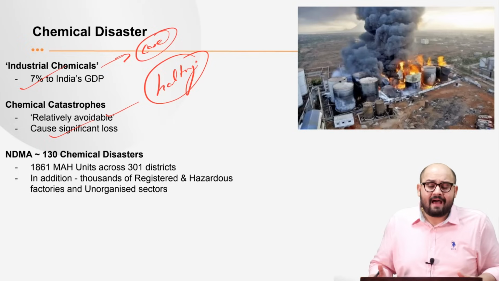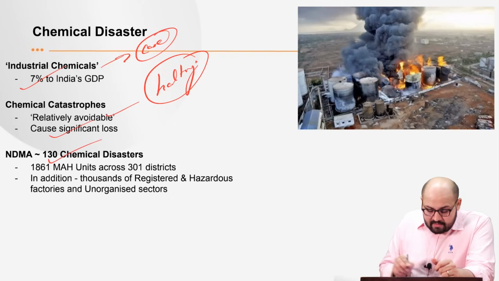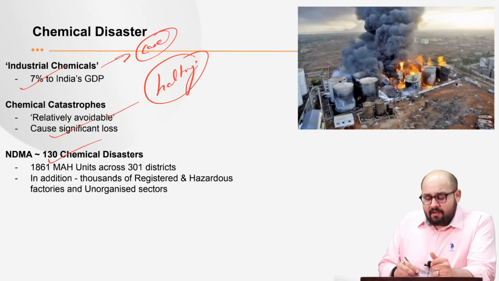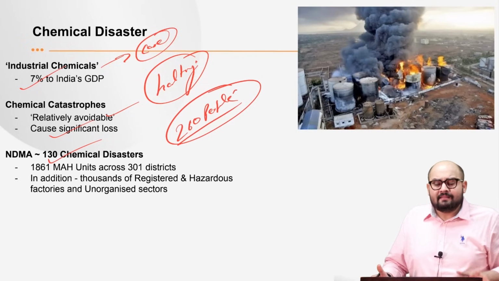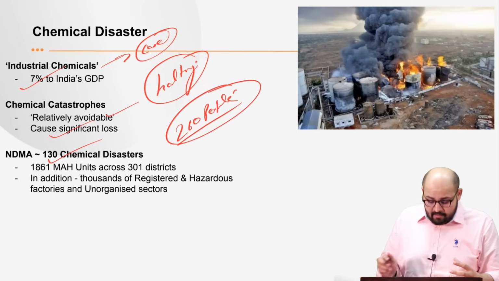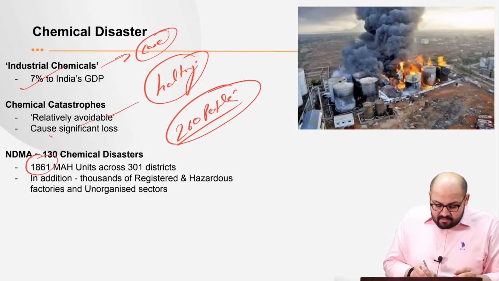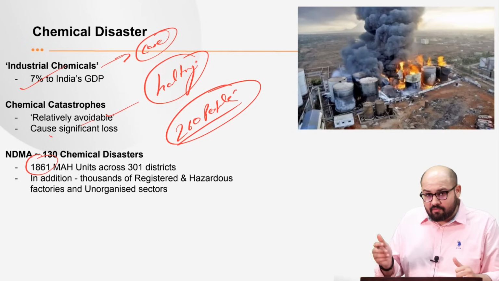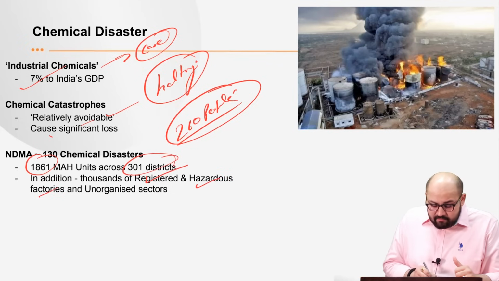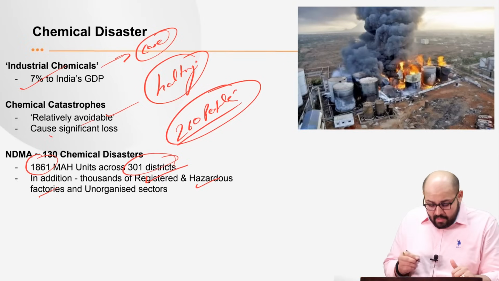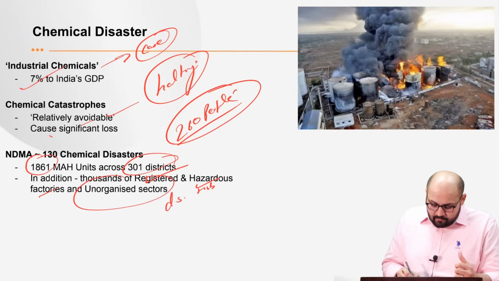Now, if we go by the numbers, the National Disaster Management Authority says that in the last decade alone, there have been 130 chemical disasters, and they have claimed the lives of more than 260 people, right? It has also said that there are certain units, what the NDMA calls major accident hazard units, right? So it says that there are 1,861 major accident hazard units across the country in 301 districts. And in addition, we also have registered and hazardous factories which are below the criteria of MAH. And also we have got unorganized sectors. Now they all suffer from huge disaster risk, right?